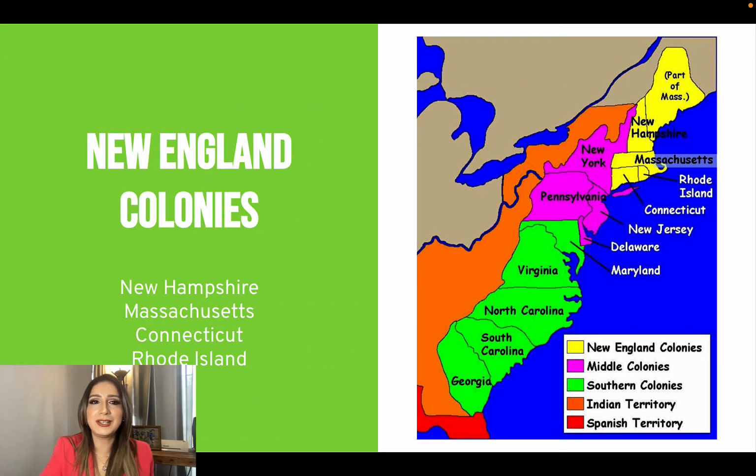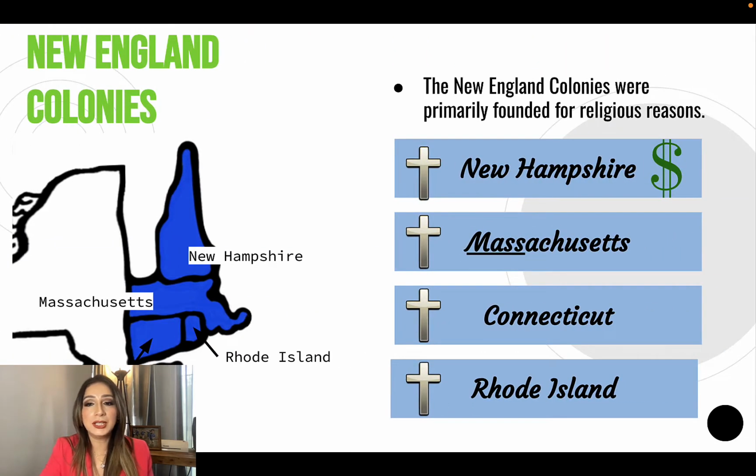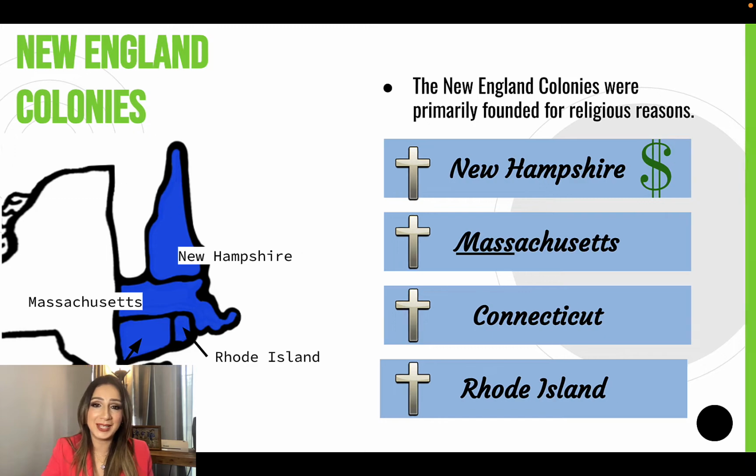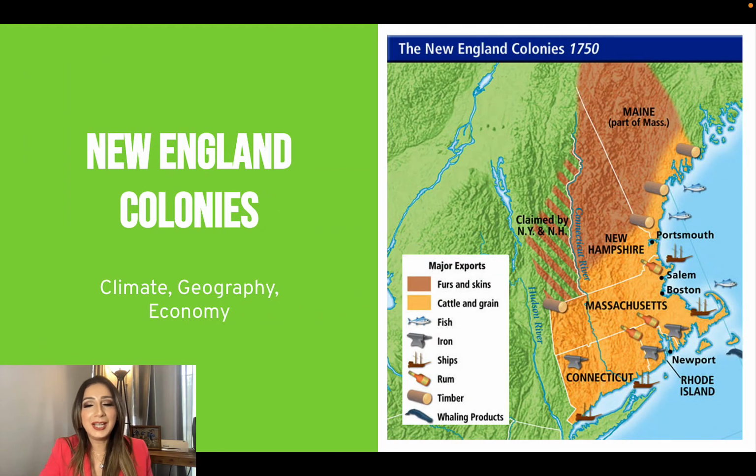Let's get into detail about the New England Colonies. These colonies consist of New Hampshire, Massachusetts, Connecticut, and Rhode Island. Their climate and geography will determine their economy. That means how their weather is and the land will determine what they're going to do to try to make money.